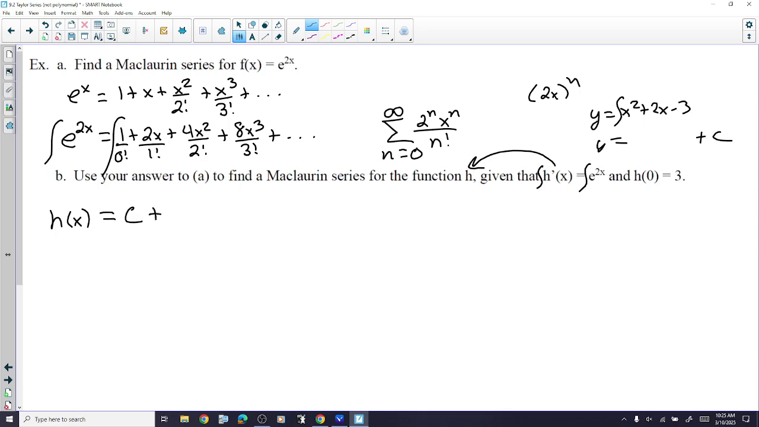Antiderivative of 1 is x. Antiderivative of 2x is x squared. Antiderivative of this one would be 4/3. It's already lagging on me. X to the third over 2 factorial. And then plus 8 over 4, x to the fourth over 3 factorial. Keep on going.